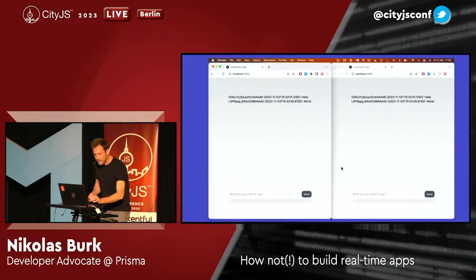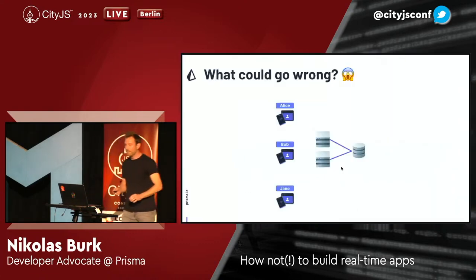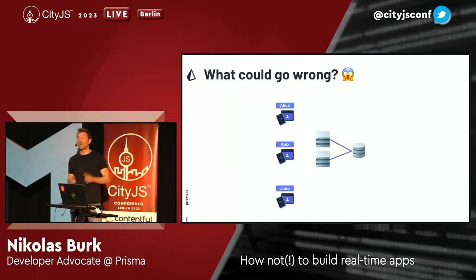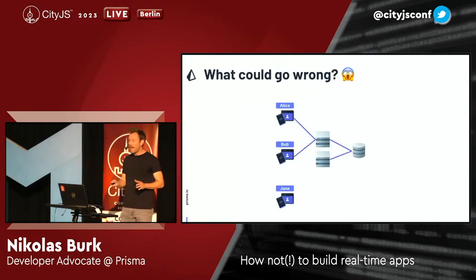So let's continue with our slides here. What could go wrong with this approach? Say we want to scale our application horizontally. In this case, we now have 2 API servers. And our clients now connect to one of these instances, right? So the first 2 clients are connected to the first instance. The last client is connected to the last instance.